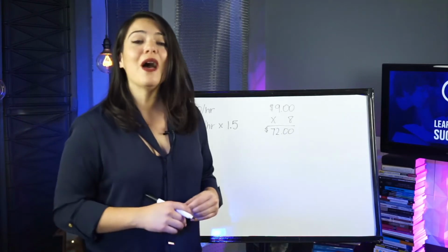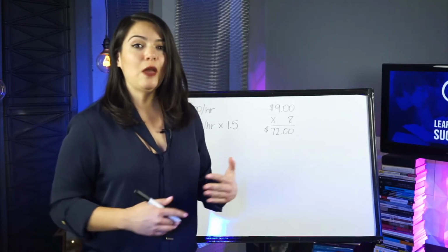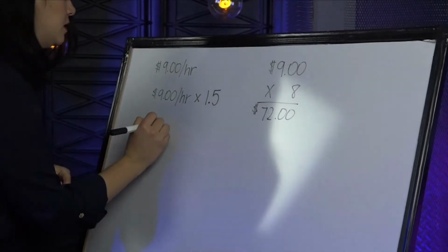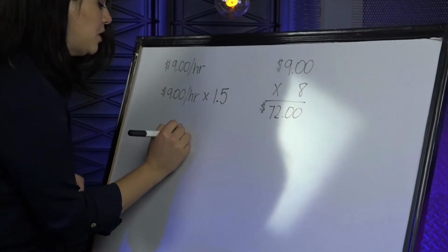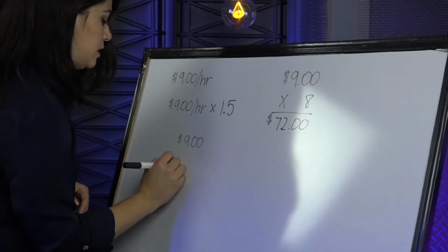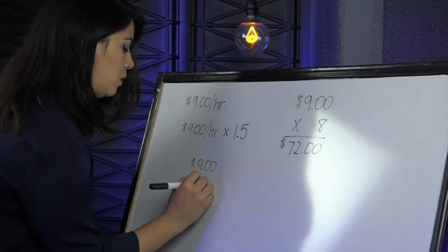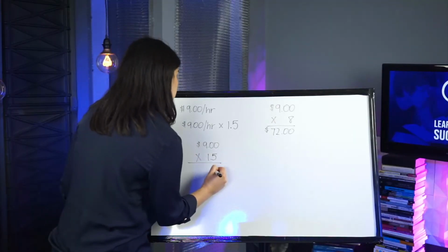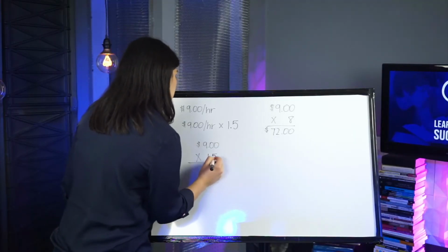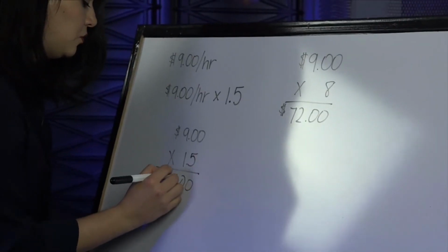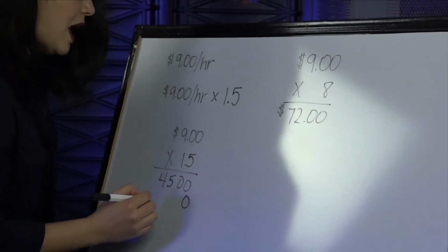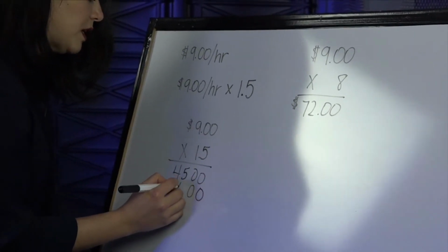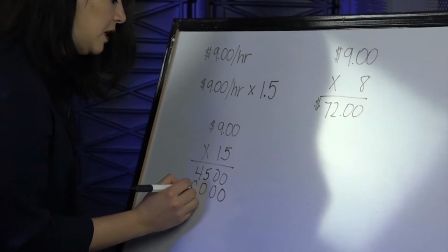Now we have to figure out how much Alan earns when he's working time and a half or overtime. So we do $9 times 1.5. 5 times 0 is 0. 5 times 0 is 0. 5 times 9 is 45. We add a 0 when we start with the second one. 1 times 0 is 0. 1 times 0 is 0. 1 times 9 is 9.